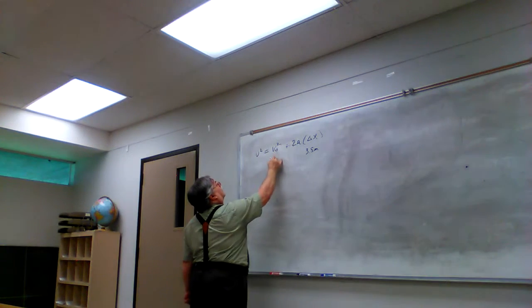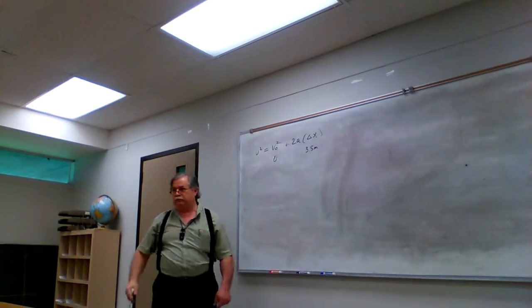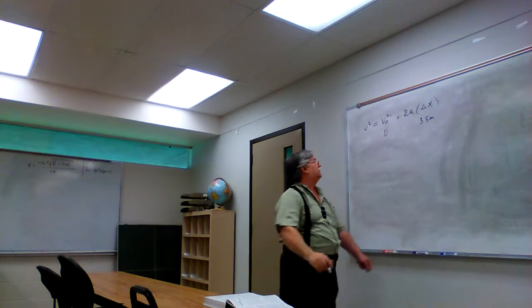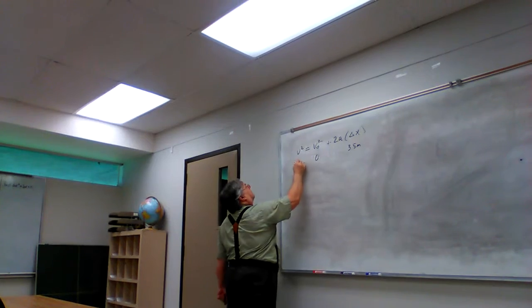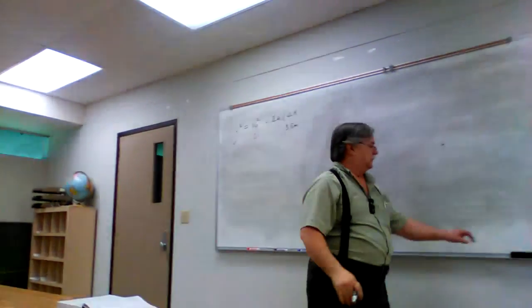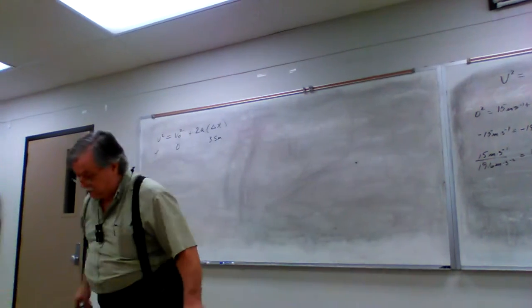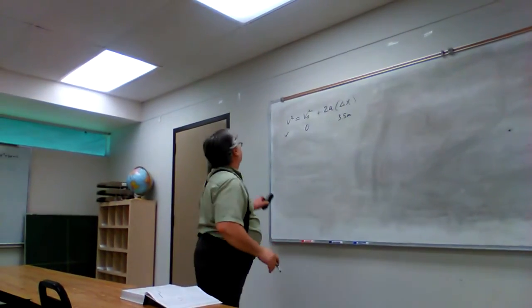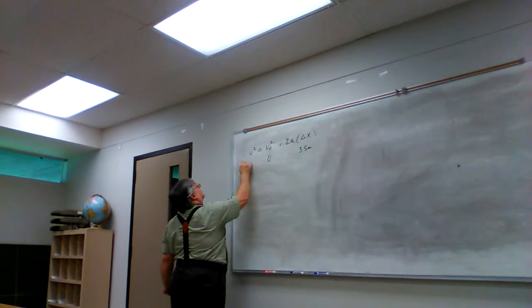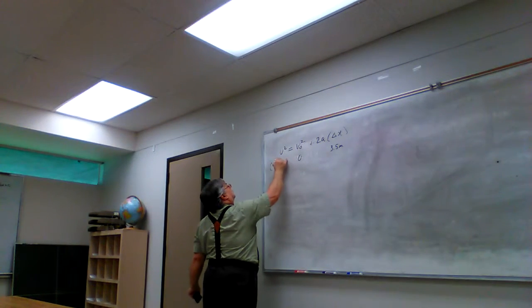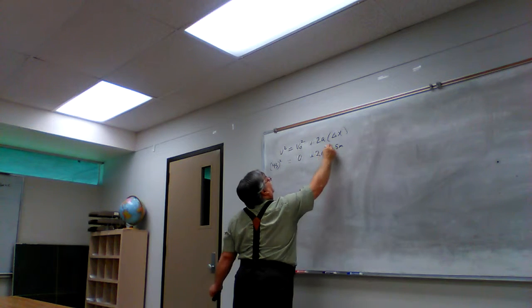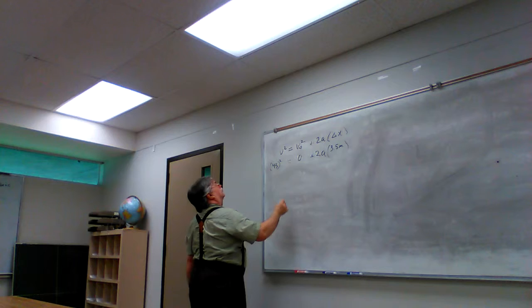V naught is 0 because when he's starting to throw, it's at rest, it's not moving. And its final velocity is, what did it say, 43 meters per second. So we've got 43 meters per second squared equals 0 plus 2a times 3.5 meters.